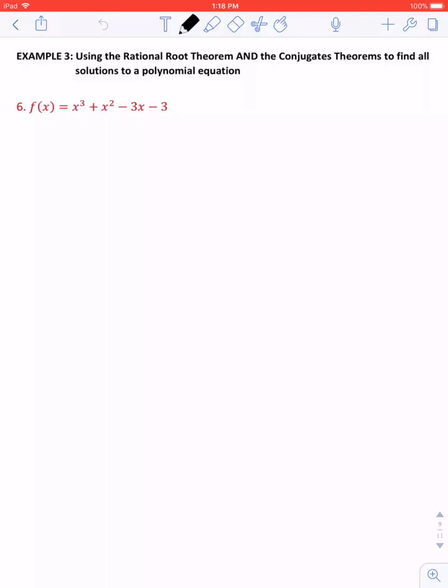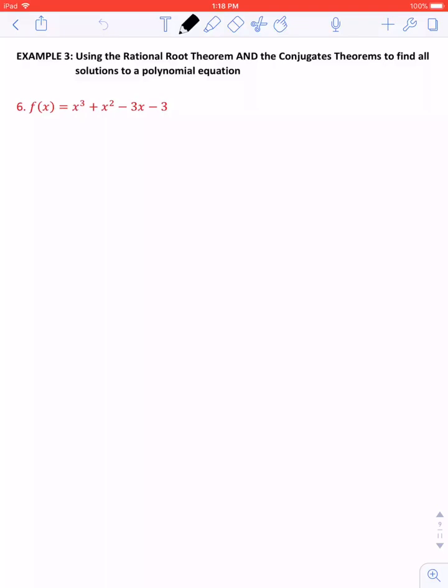So we're continuing to work through the rational roots theorem, and we're going to include now the conjugates theorem. So we're going to utilize the rational roots to find all the solutions for this polynomial equation, and we're also going to have to utilize the conjugates theorems when finding some of those solutions or zeros to this equation.